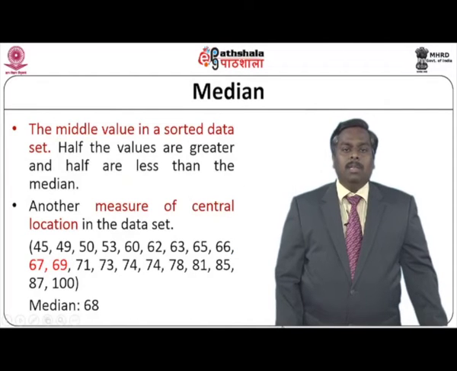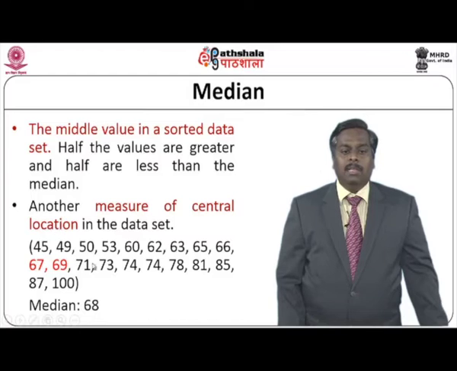The next metric is median. Median is fundamentally the middle value of the sorted data. So, when we have a set of data, we can always sort the data in some order and identify the middle value, which may be considered as the median. Now, when we identify the median, it means half of the values will be greater than that median and the remaining half of the values will be smaller than the median value. This is also another measure which is used for measuring the central location of a data set.